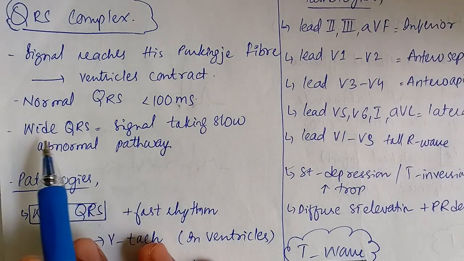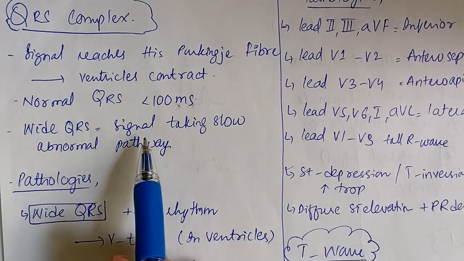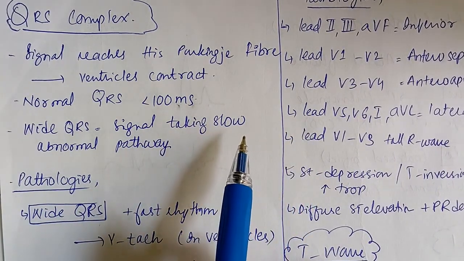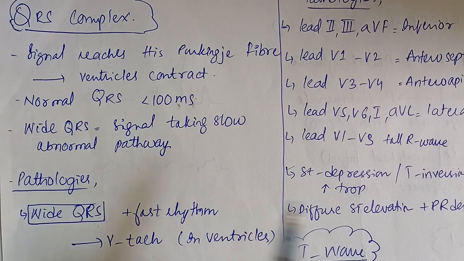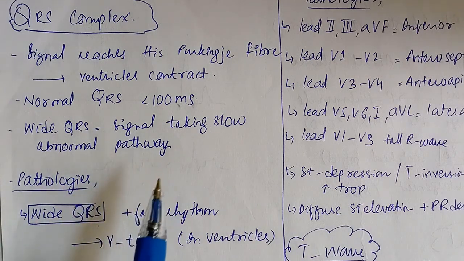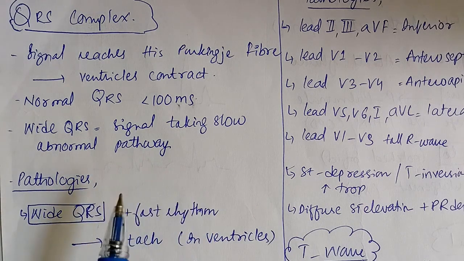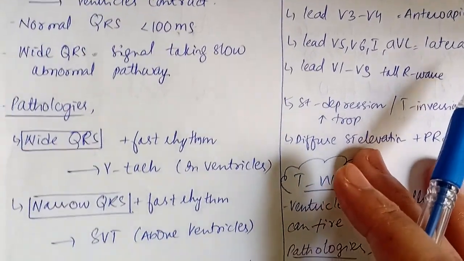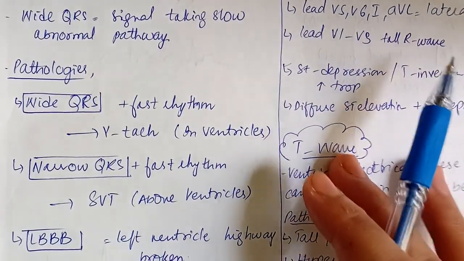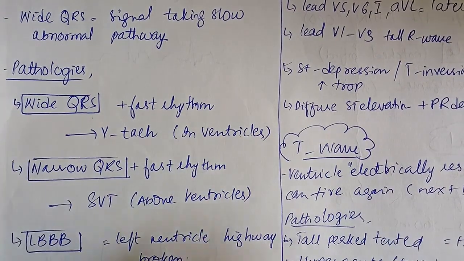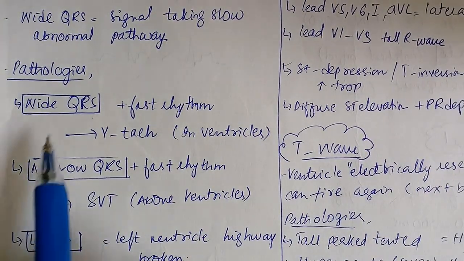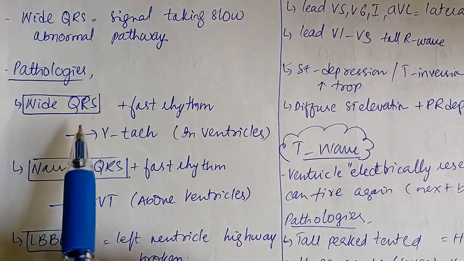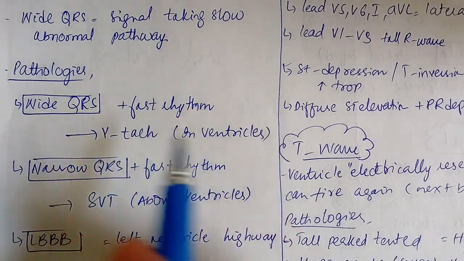And if we see a wide QRS complex, it means that the signal is taking time, and it is taking a slow abnormal pathway. So a wide QRS complex means this. Pathologies associated with wide QRS complex are very important, and these occur mostly in the questions seen in the AMC. So we have wide QRS complex and narrow QRS complex.